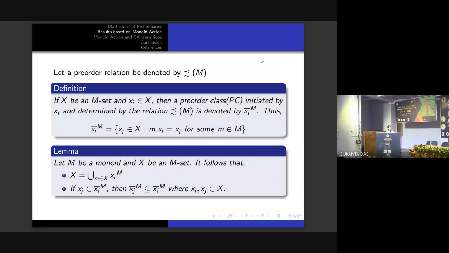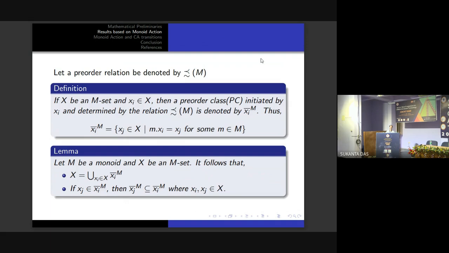We have denoted by this symbol the pre-order relation. Now we take any point xi, a member of the set X, and the elements xj belonging to X, if they are such that there is some m in the monoid where m dot xi gives me xj. All these xj's we are taking in a set that we call a pre-order class, because this class will be satisfying my pre-order relation.